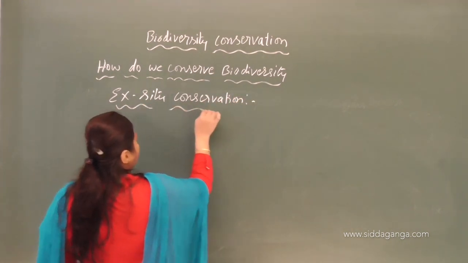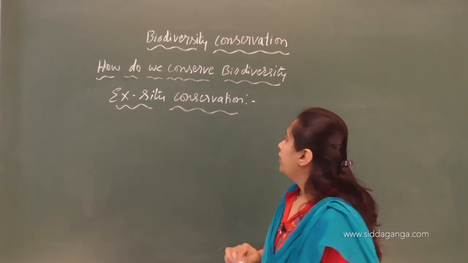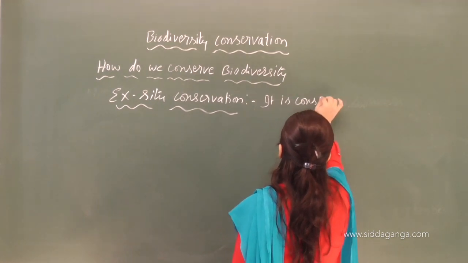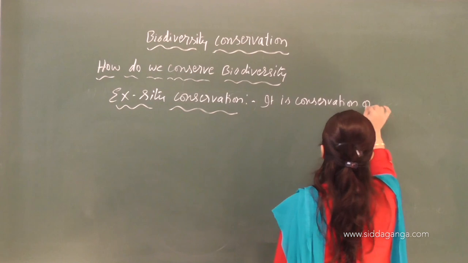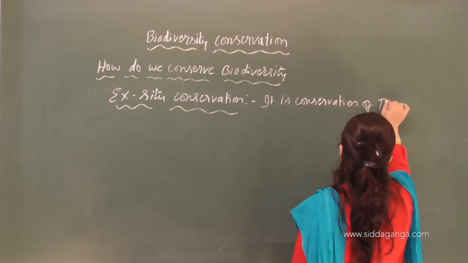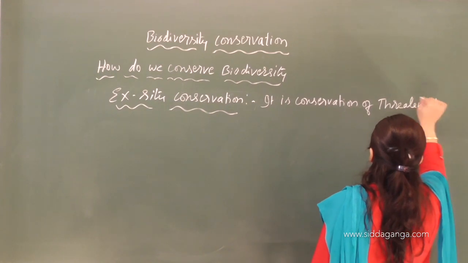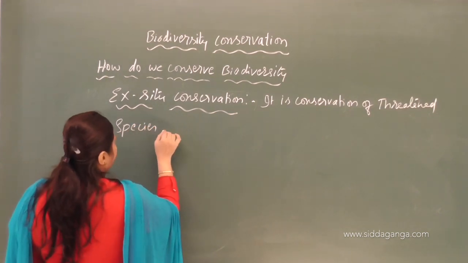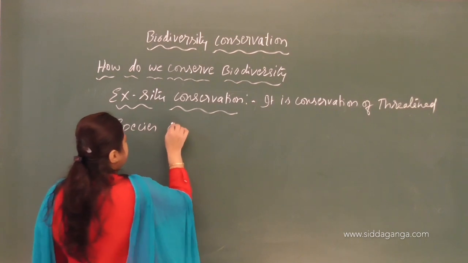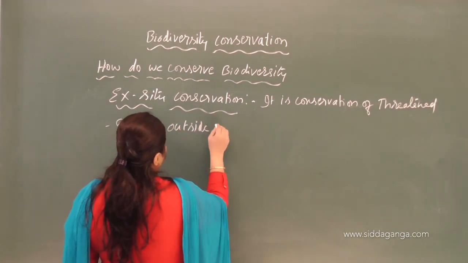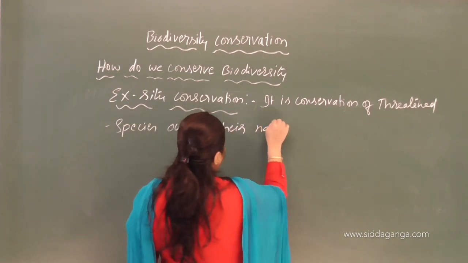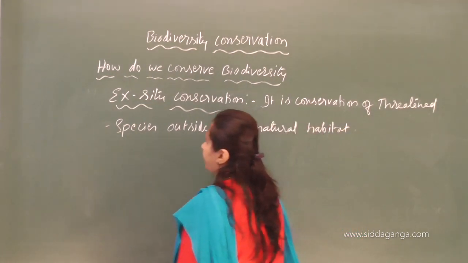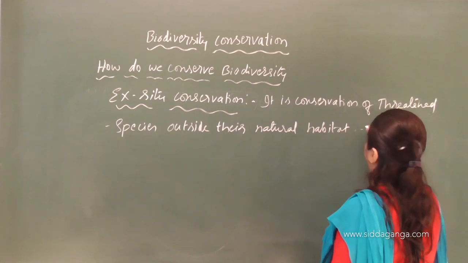Ex situ conservation. So what is meant by ex situ conservation? It is the conservation of threatened species, whether it may be a plant or animal, outside their natural habitat, but in captivity.